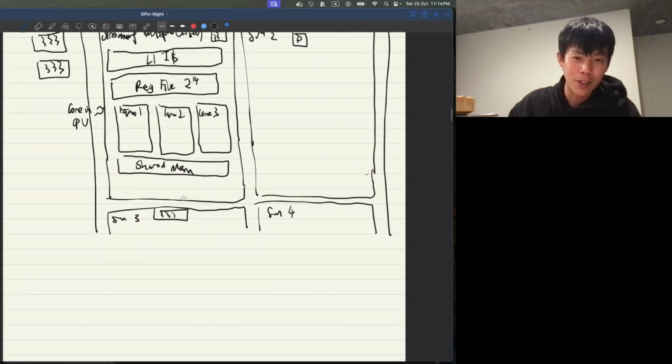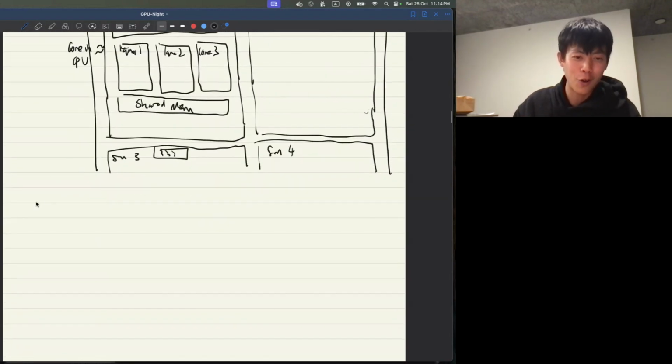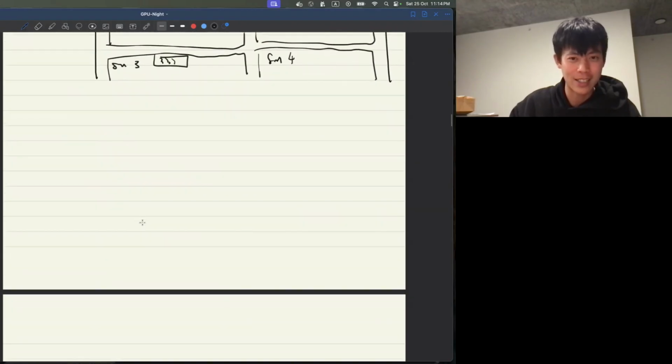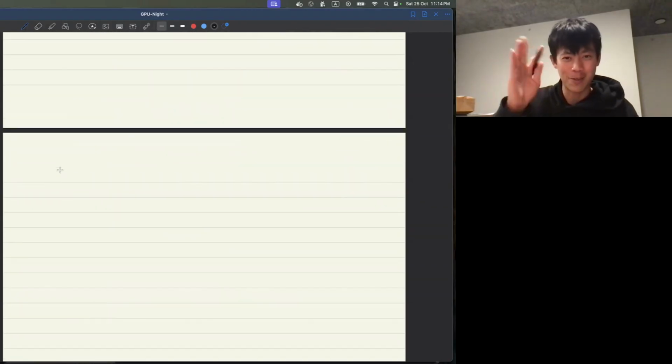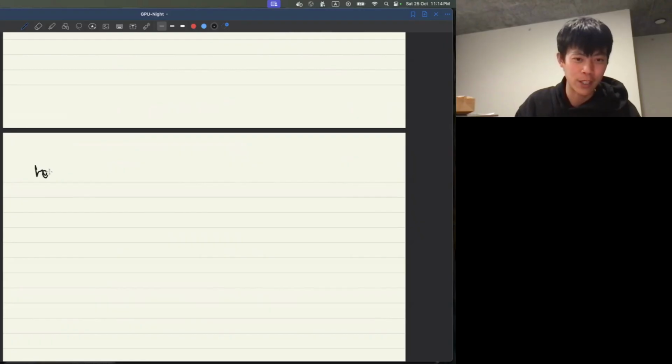So now let me talk about the execution lanes. But before I talk about execution lanes, I need to talk about something. I want to keep my GPU diagram separate, so I'll start off over here. I want to talk about something called the vector architecture.